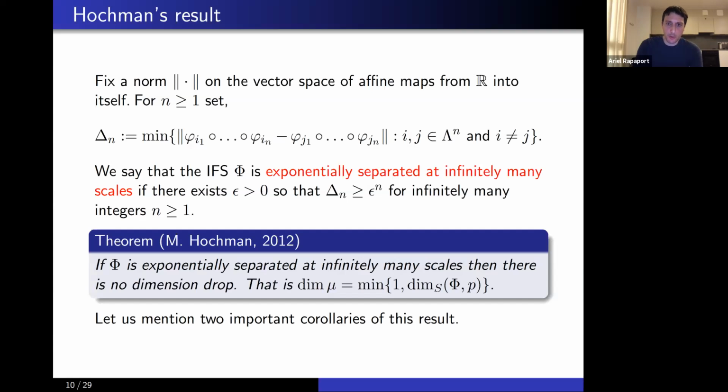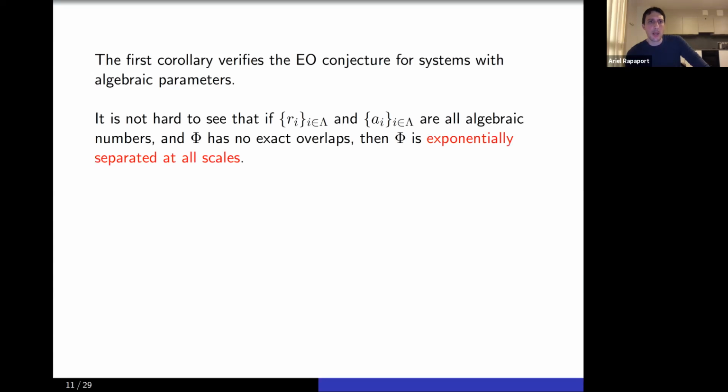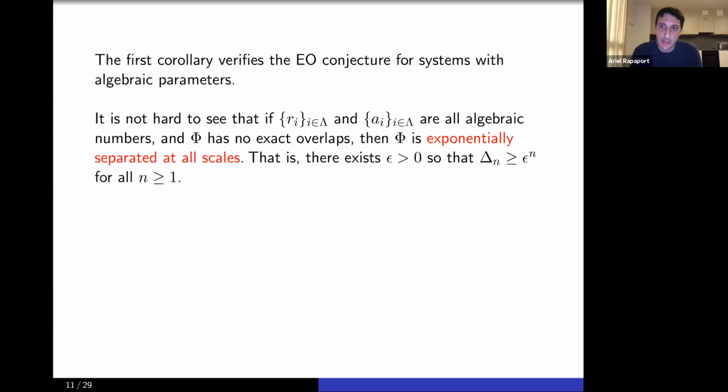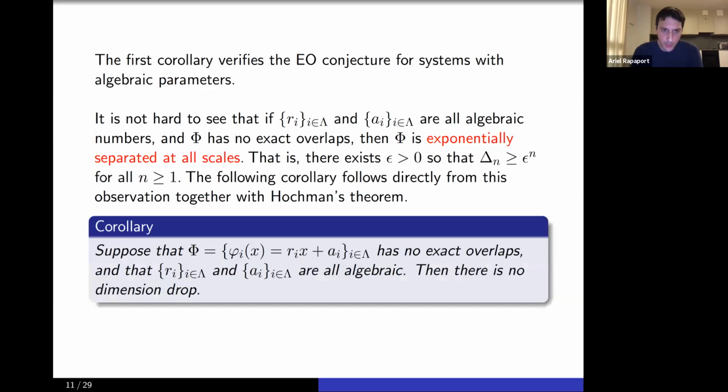So I'll mention two important corollaries of this result. The first one verifies the exact overlap conjecture for systems defined by algebraic parameters. It is not hard to see that if the contractions Ri and the translations Ai are all algebraic numbers, and if we know that phi has no exact overlaps, then phi is exponentially separated at all scales, by which I mean that there exists some epsilon so that delta n is at least epsilon to the power n for all n. This epsilon will of course depend on the degree and height of these algebraic numbers. And the following corollary follows directly from this last observation together with Hochman's theorem. This corollary also appeared in Hochman's paper. It says that if the IFS has no exact overlaps and all of the parameters Ri and Ai are algebraic numbers, then there is no dimension drop.